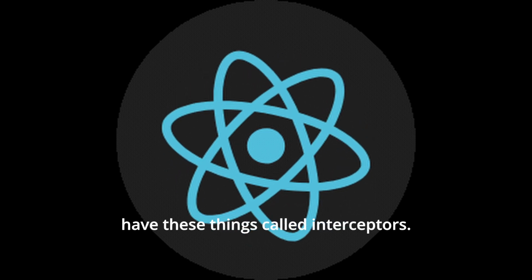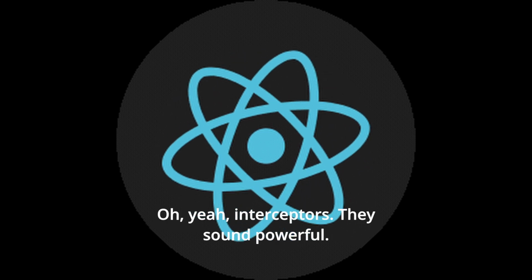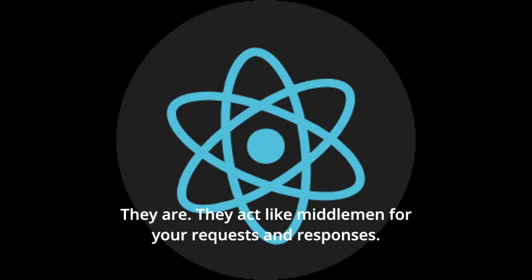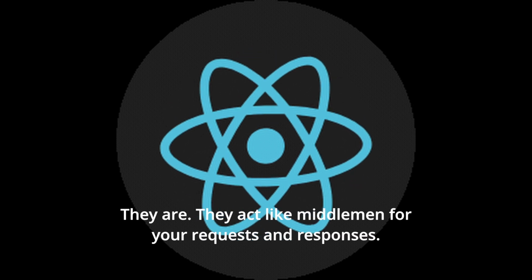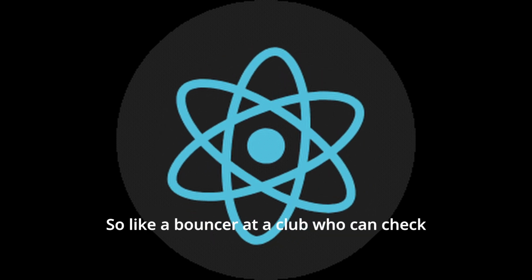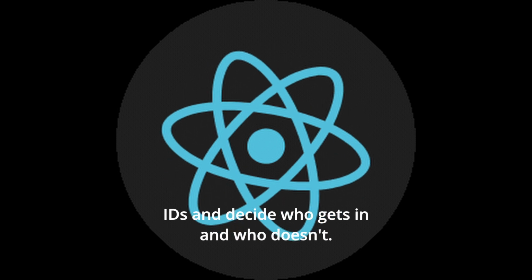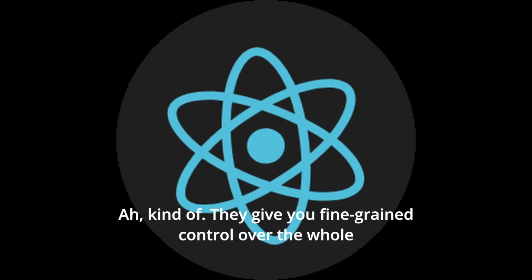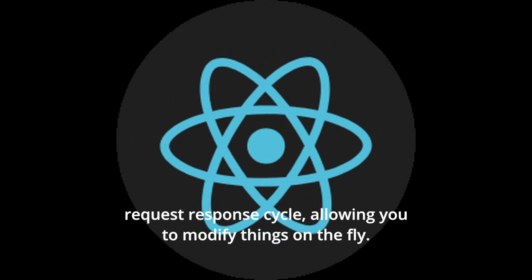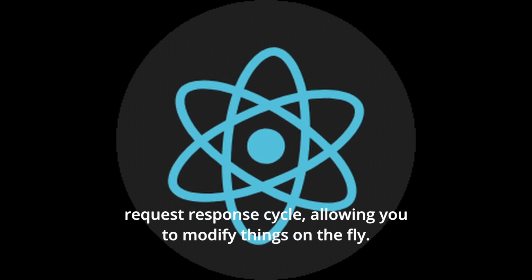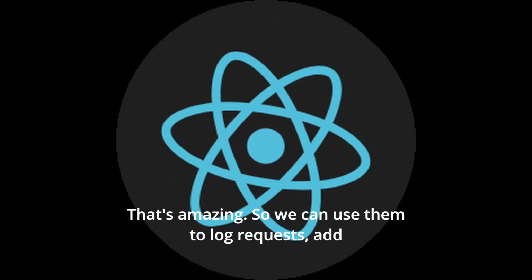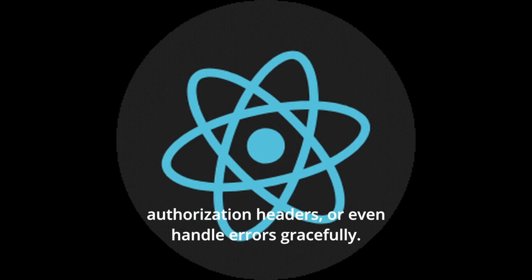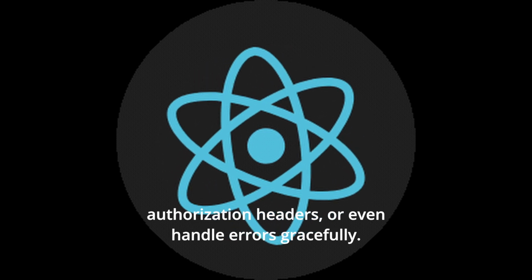And then we have these things called interceptors. Oh, yeah, interceptors. They sound powerful. They are. They act like middlemen for your requests and responses. So, like a bouncer at a club who can check IDs and decide who gets in and who doesn't. Kind of. They give you fine-grained control over the whole request-response cycle, allowing you to modify things on the fly. That's amazing. So we can use them to log requests, add authorization headers, or even handle errors gracefully.